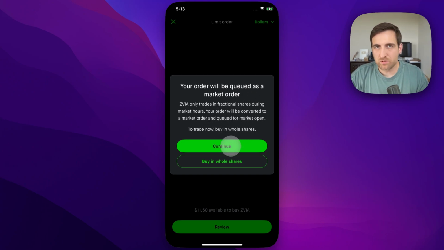You can continue and buy a fractional share and queue it for later, or you can buy in whole shares and be able to trade right now. That's how you can trade after hours on Robinhood.